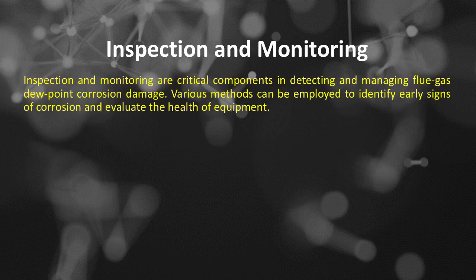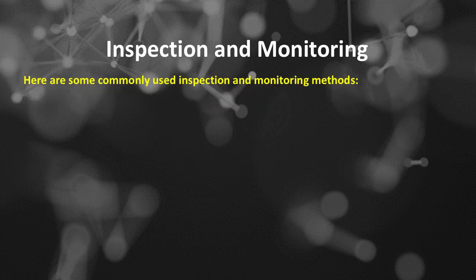Inspection and monitoring are critical components in detecting and managing flue-gas dew-point corrosion damage. Various methods can be employed to identify early signs of corrosion and evaluate the health of equipment. Here are some commonly used inspection and monitoring methods. Number 1 is visual inspection.